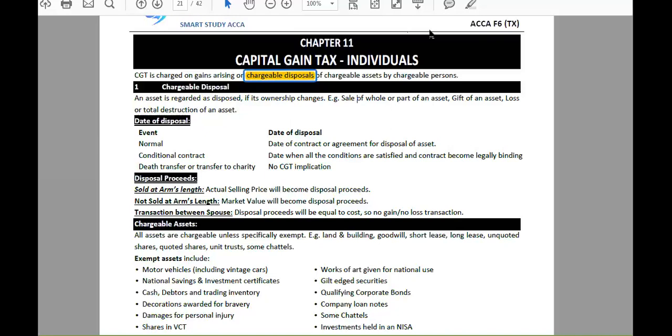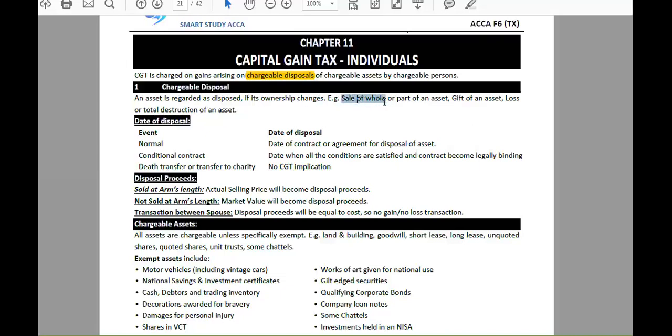There are multiple ways in which you can transfer an asset. For example, asset can be transferred with a sale, asset can be transferred with a gift, asset can be transferred with a theft. So there are multiple examples of disposals. So an asset is regarded as disposed if its ownership changes. So if you have transferred an asset, it means you have made a disposal.